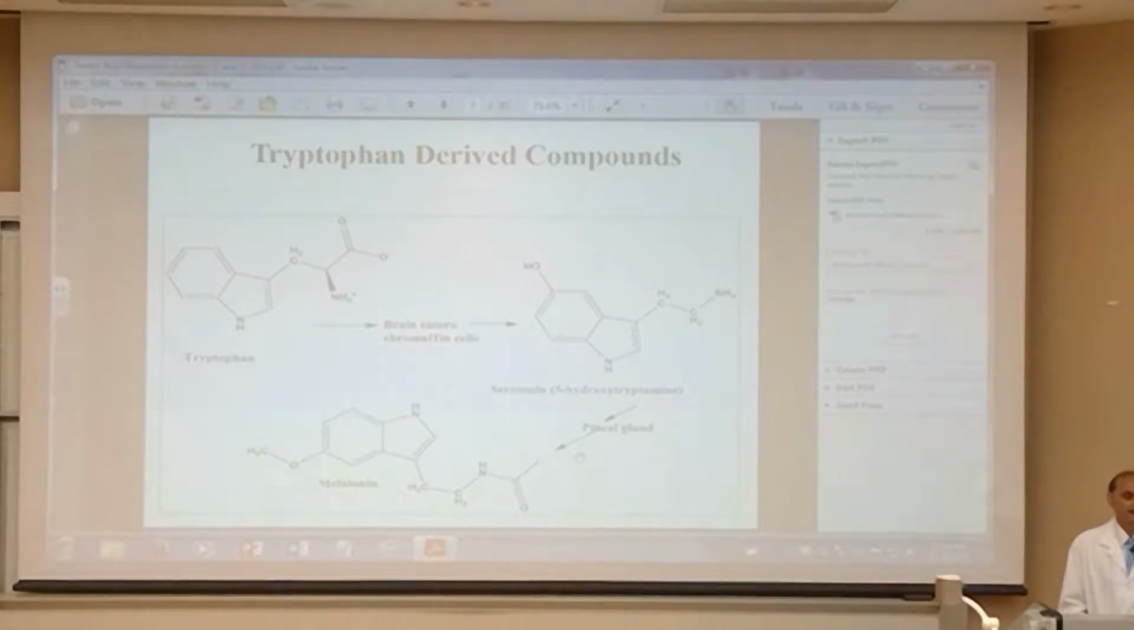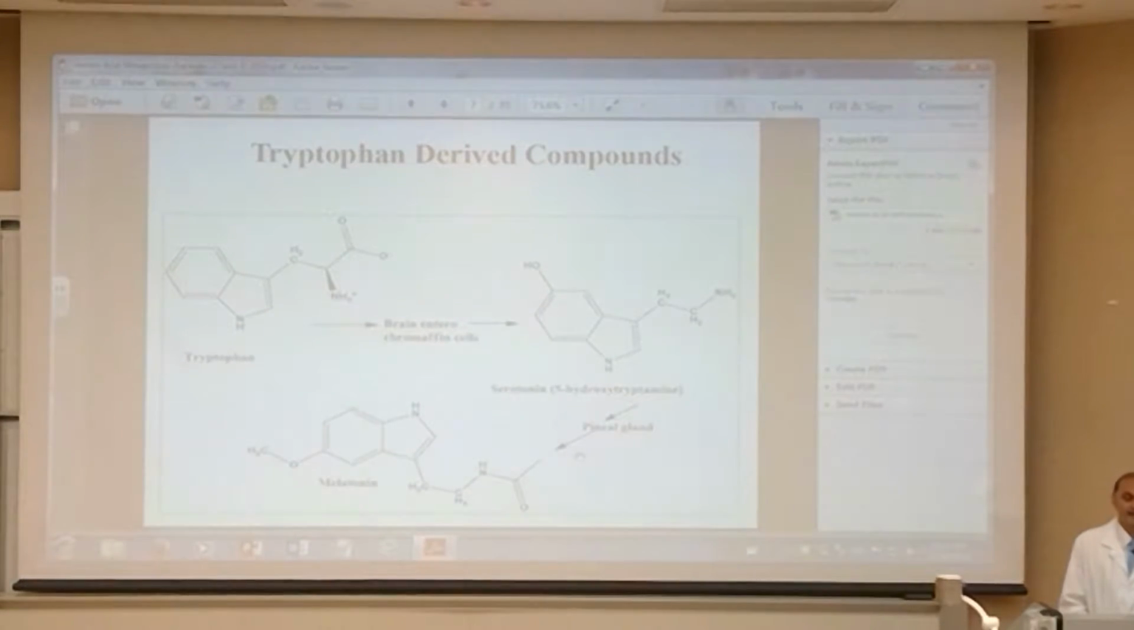Okay, and then tryptophan-derived compounds. Tryptophan is the indole-containing compound, and you see the indole ring structure there. So the product is serotonin. And that serotonin itself is a neurotransmitter. Some of the brain chromaffin cells can make serotonin, and we have looked at the functions as well.